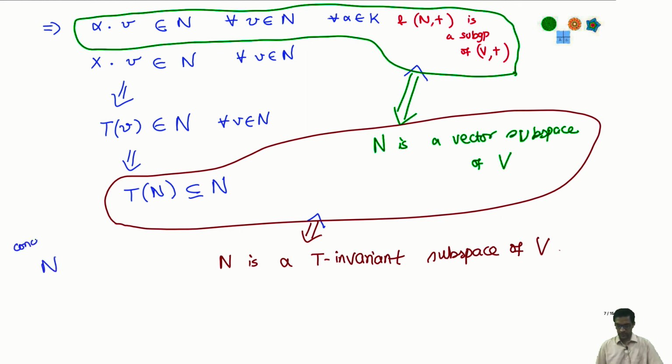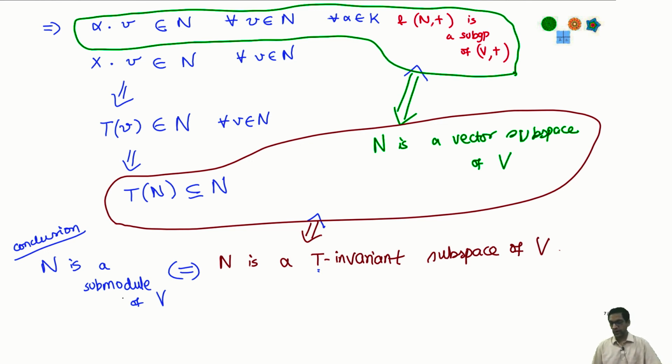And here's the final conclusion, let me just record it: N is a submodule of V. It's the same as saying that N is a T invariant subspace of V. And the T here comes from the way V has been made into a K[x] module. x is acting by T. That's the T we are talking about. Okay, so that's the second important example.